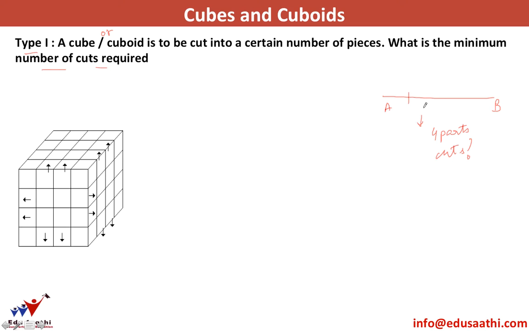Obviously, I'll make a cut here. Let's say this is X1. This is the first cut. I'll make an X2 and I will make an X3. Now, as soon as I make 3 cuts, I get 4 parts. I have this one part, this is the second part, this is the third part, and this is the fourth part. So the first thing we learn today is that if you need four parts, you need four minus one, or only three cuts.